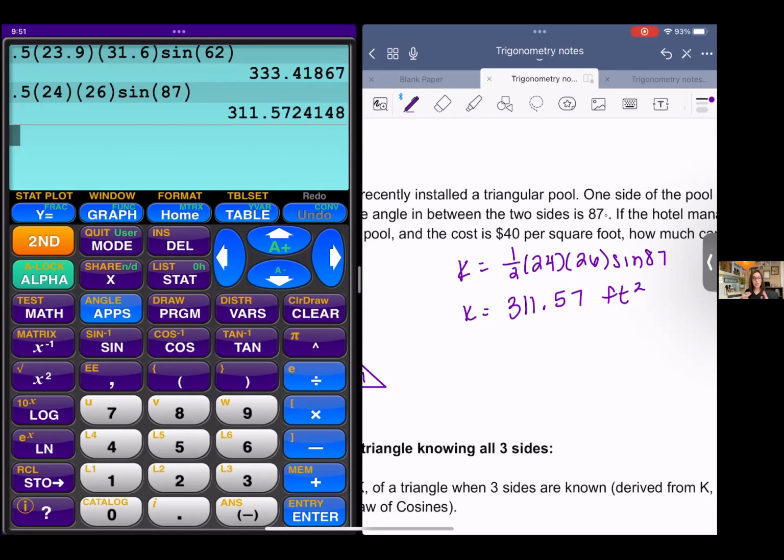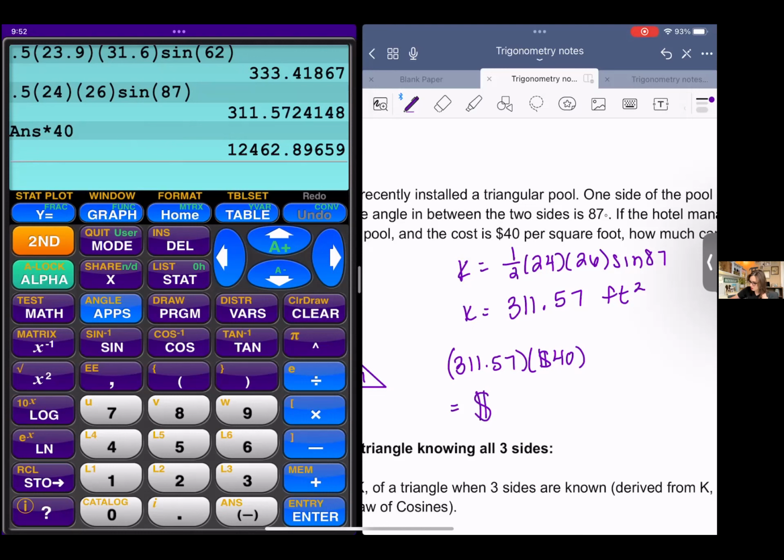Now remember, that's not the end of the problem. The end of the problem is asking how much he is going to spend on this pool cover. So now we're going to take that and multiply it by 40. Let me write that down so we don't forget it. Times $40. We get about $12,462.90 if I were to round that.